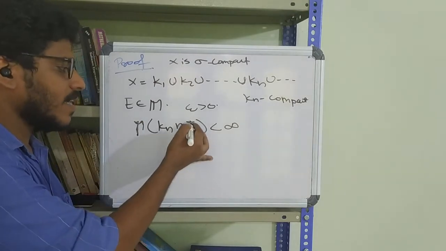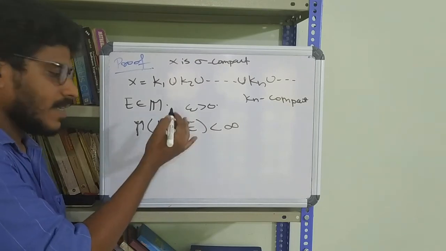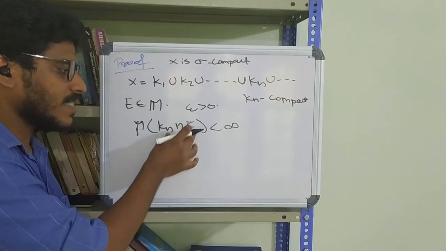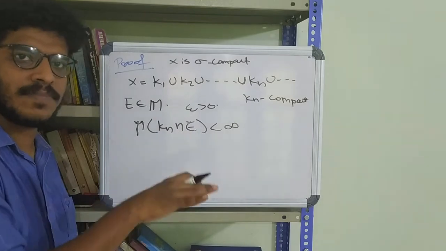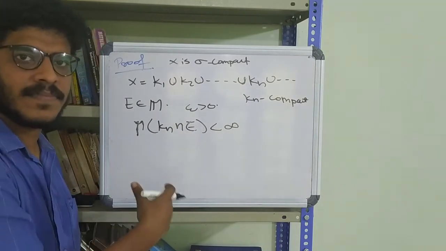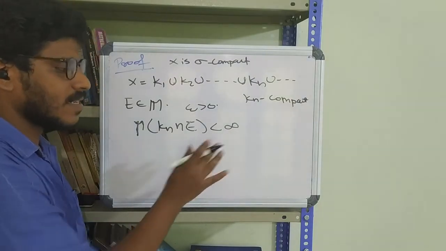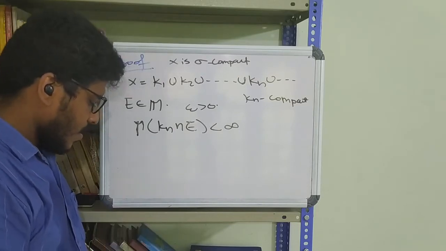So Kn intersection E is going to be a subset of Kn, right? Kn is a compact set, and the measure of a compact set itself is finite, so a subset of such a set has to have finite measure. So for that reason the measure of Kn intersection E has to be finite for any n. Okay.